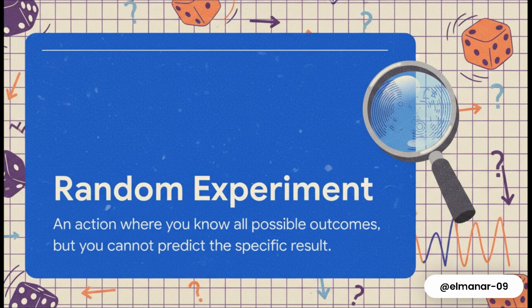You know, the act of rolling a die is what mathematicians call a random experiment. And what's so fascinating here is this balance between knowing and not knowing. We know everything that could happen, but we have absolutely no idea what will happen on any single roll. This predictable uncertainty, that's the playground where probability lives.